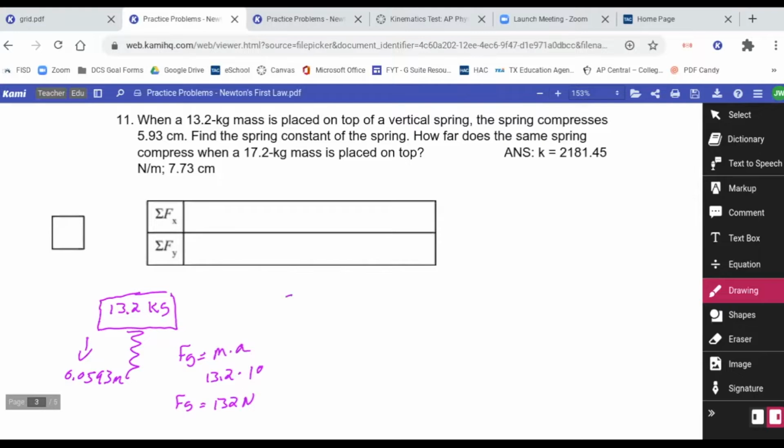So we know force of spring is equal to the force of gravity because we said balanced forces, and these are the two opposing forces. They're balanced, so they have to be equal to each other.